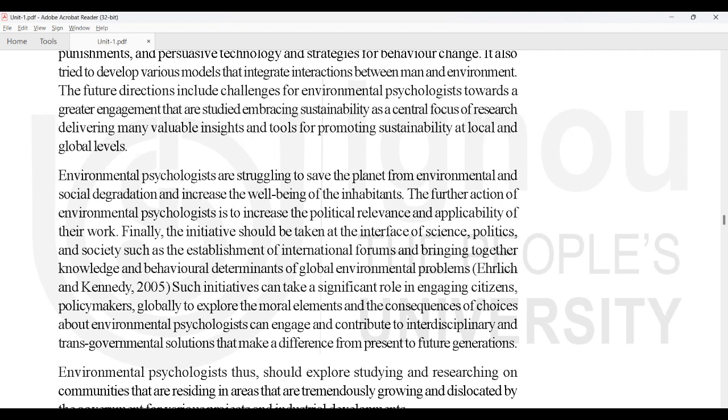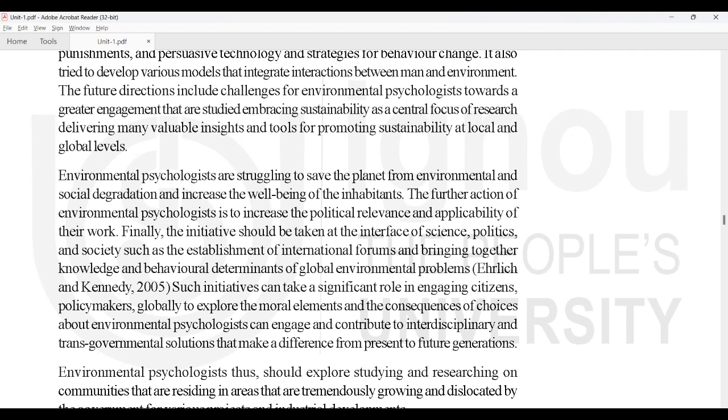Environmental psychologists are struggling to save the planet from environmental and social degradation and increase the well-being of the inhabitants. The further action of environmental psychologists is to increase the political relevance and applicability of their work. Finally, the initiative should be taken at the interface of science, politics, and society, such as the establishment of international forums and bringing together knowledge and behavioral determinants of global environmental problems.